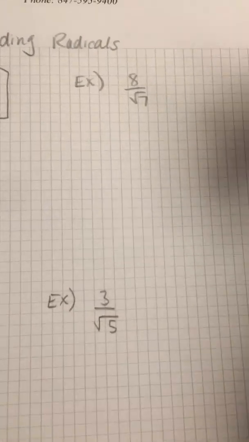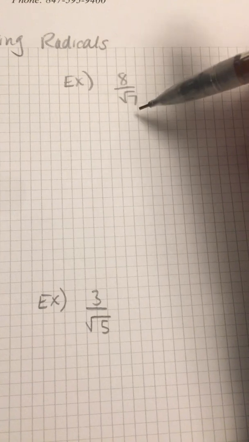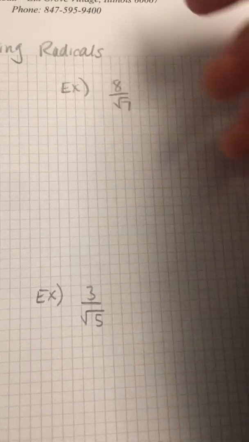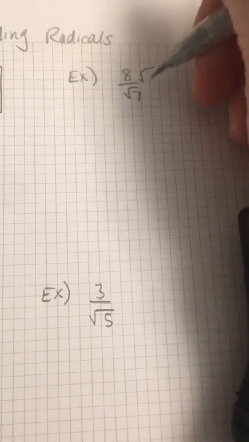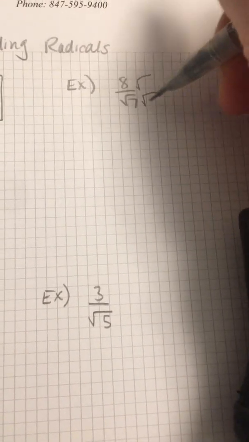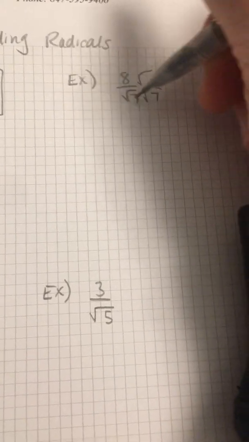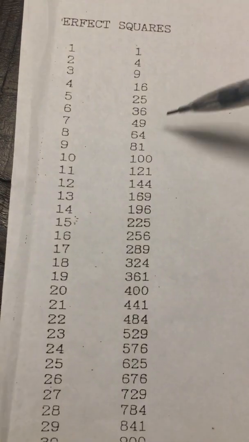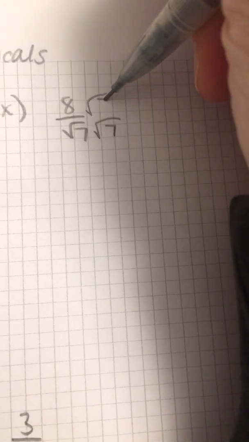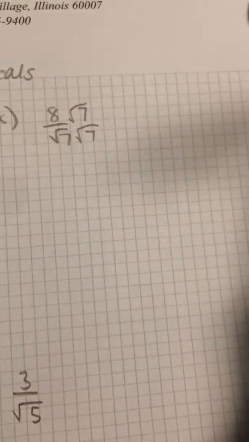Next example. Again, 7 is not perfect. There's no perfect that goes into it. I want to go ahead and get this out of the bottom. I can't have a root in the bottom, so I'm going to multiply the top and bottom by a number that's going to make this perfect, which ends up being itself. 7 times 7 is 49, and 49 is on our list. So I'm going to do root 7 to the top and bottom. What you multiply to the bottom, you have to multiply to the top.